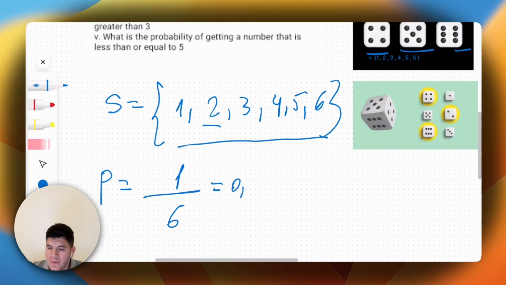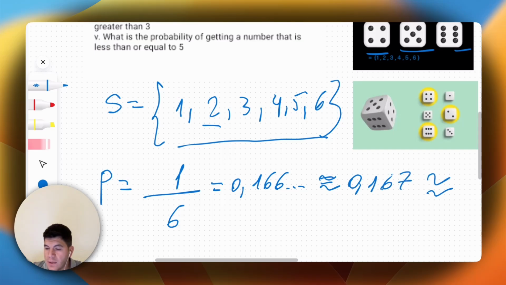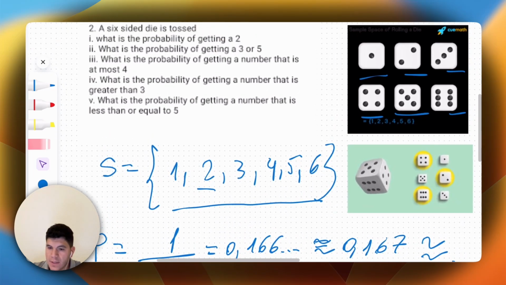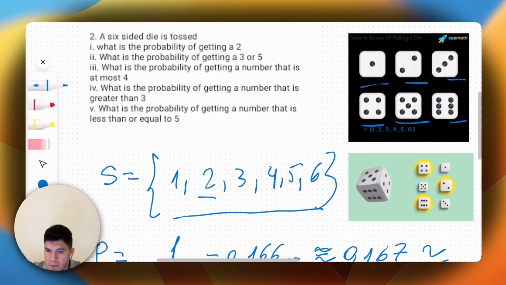So which gives us around 0.1666, with the 6 repeated. If you round it up, we get something like 0.167 in total. So that's a probability of 16.7%. It means that there's a probability of 16.7% of getting a 2 when we toss a die. The second question we are asked to answer: what's the probability of getting 3 or 5?